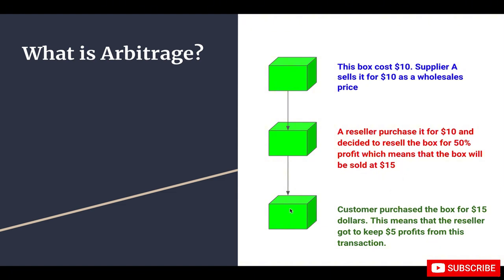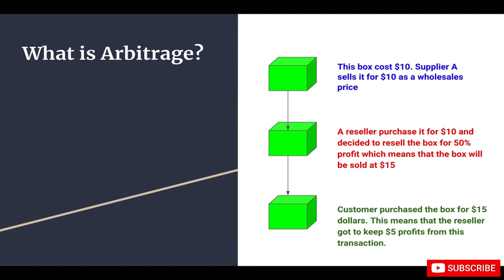So when the customer purchased the box from me for $15, I got $5 as my profit from these transactions, right? Because I purchased it from the supplier for $10 and I resold it at $15, so I got to keep 50% profit. So yeah, that's what arbitrage means.